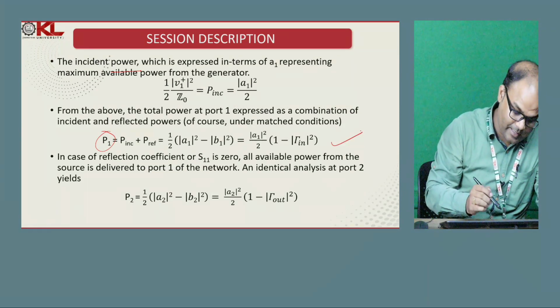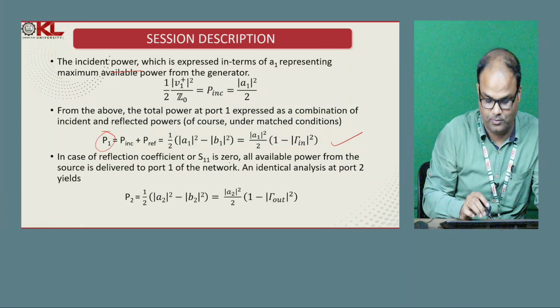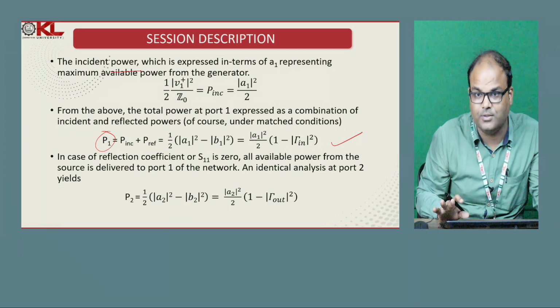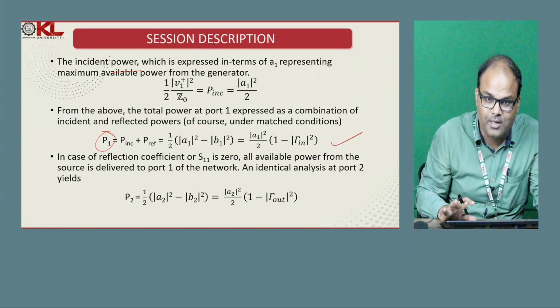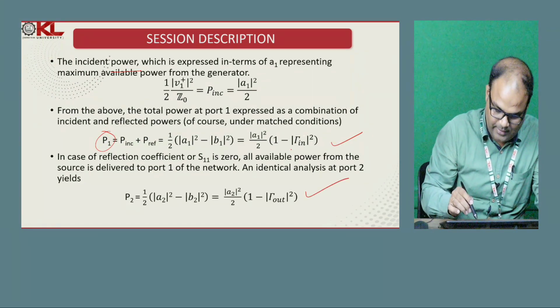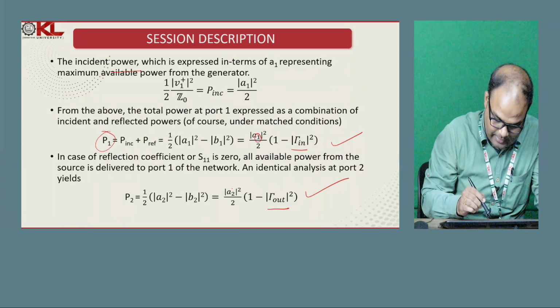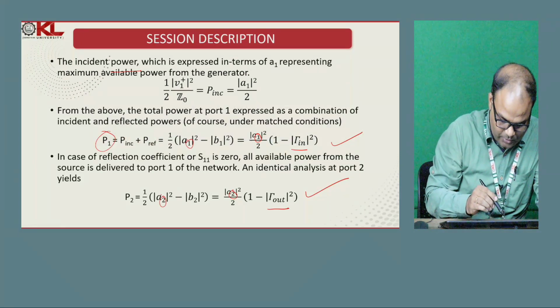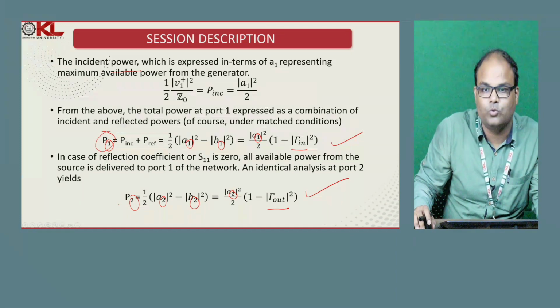And if we are thinking about the reverse one, in case the reflection coefficient S11 is 0, all available power from the source is delivered to port 1 of the network. An identical analysis at port 2 gives the same thing, but here it is gamma in, here we can find out gamma out, here we have A1, here we think about A2, and here B1 it is B2 it will come, and instead of P1 we need to write P2. So this is the two-power thinking.